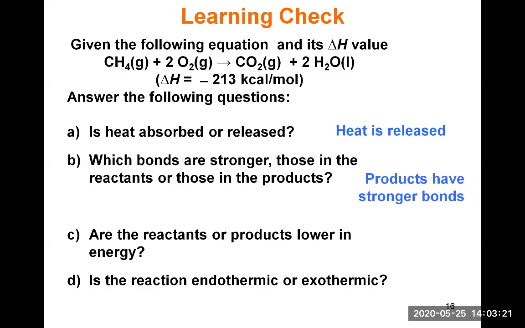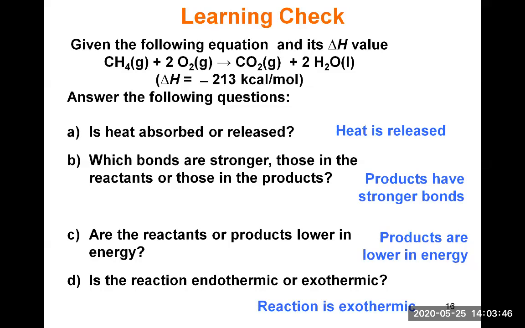So are the reactant or product lower in energy? Because product have stronger bonds, they will be lower in energy than the reactant, right? So we start with high energy reactant and we end up with low energy product. And so the difference in energy is released to the outside. So it's an exothermic reaction. It's very important to know this, the link between the negative value of the enthalpy and the fact that it's an exothermic reaction.